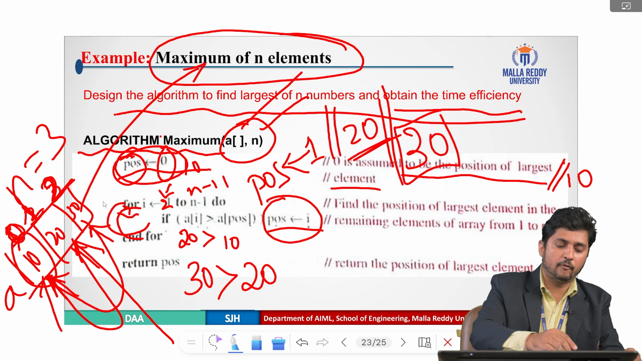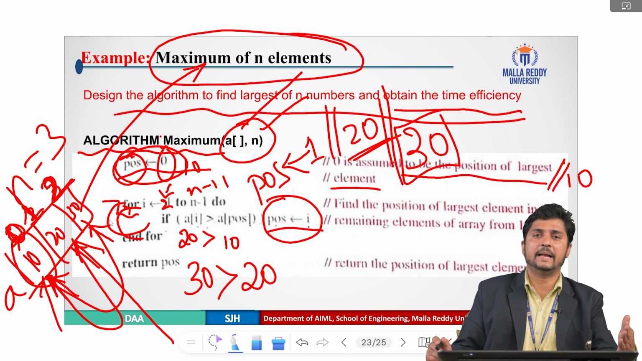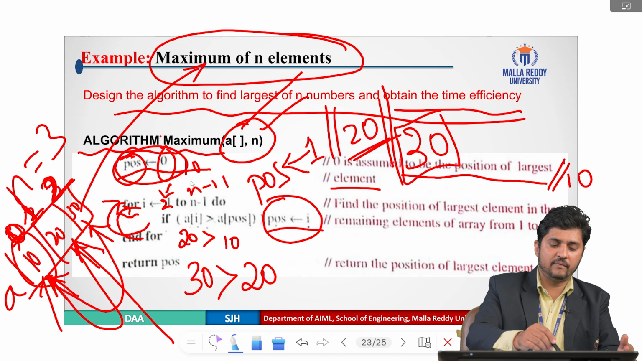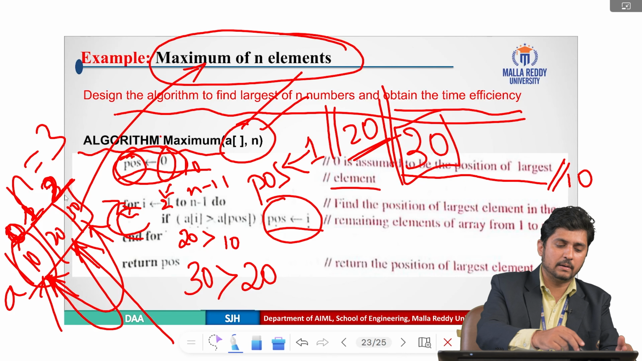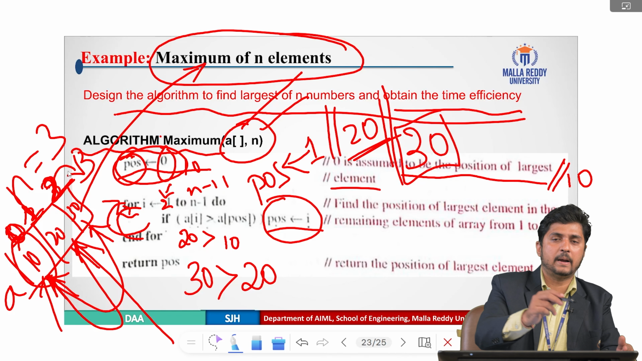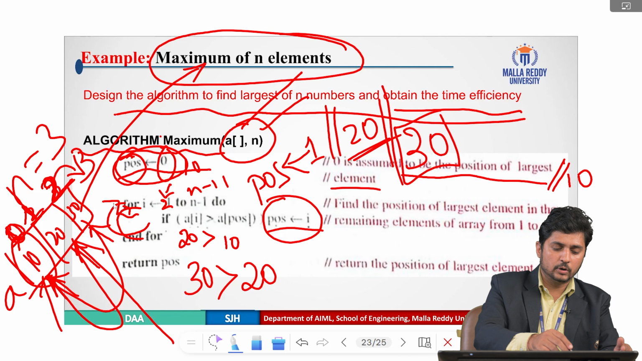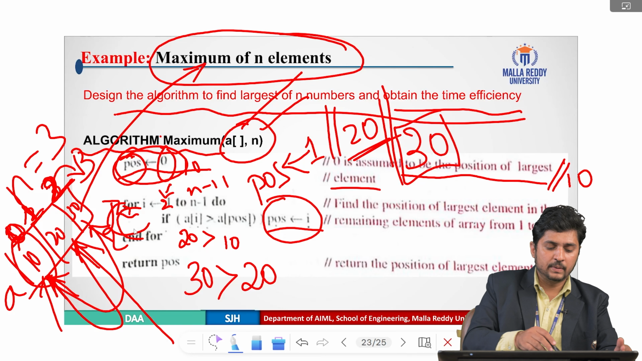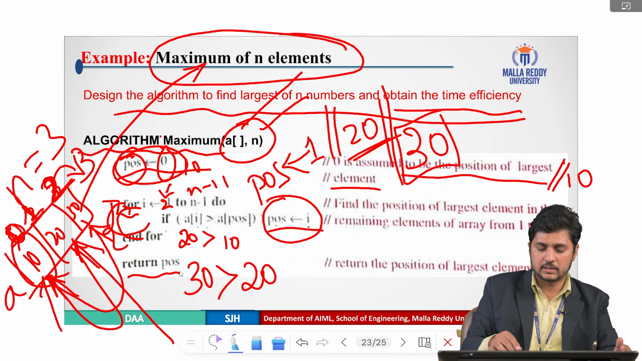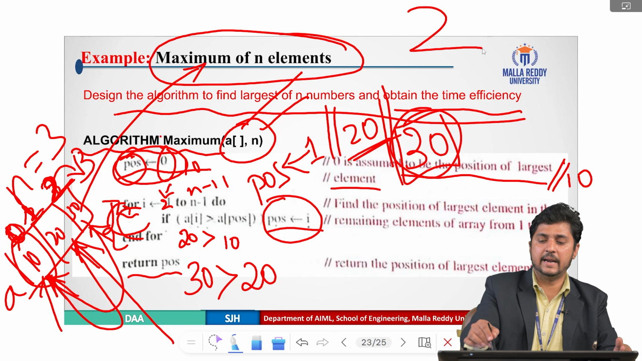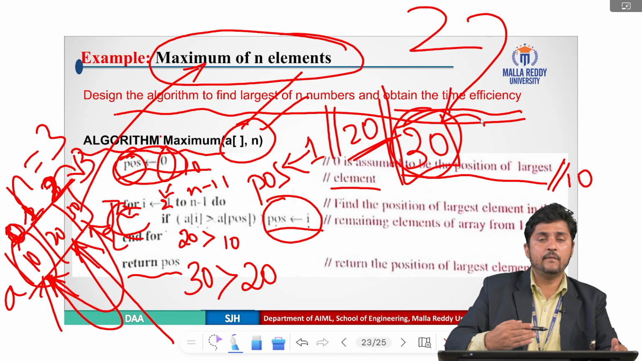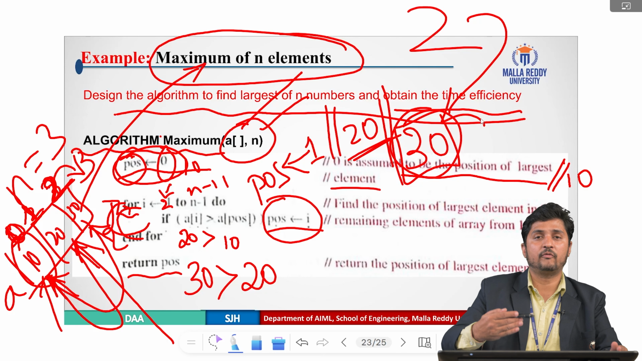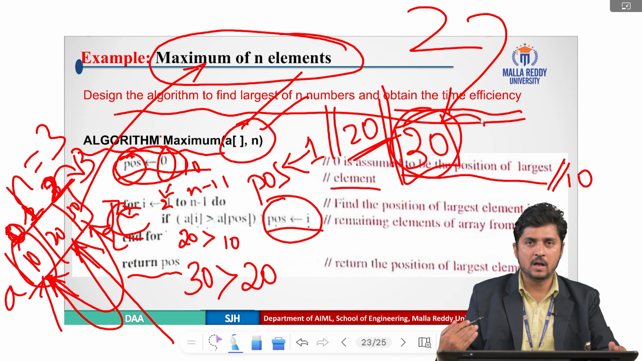Again, it goes back to the for loop. Now the index value exceeds the limit, that is, the condition i less than or equal to n minus 1 fails. The index value moves from 2 to 3, this condition fails, so it exits the body of the for loop and returns the position of the largest element. The position of the largest element is index 2, holding the largest value, that is 30. This is how we design an algorithm for finding the max of n elements in an array.